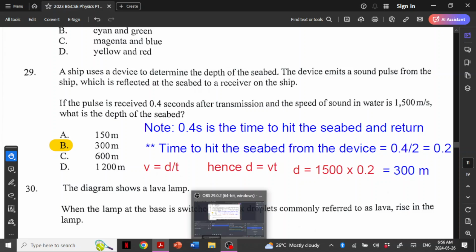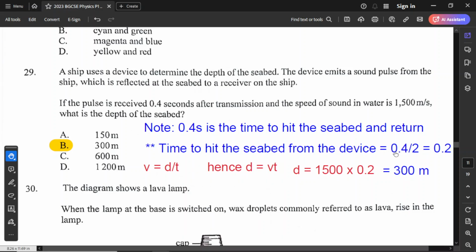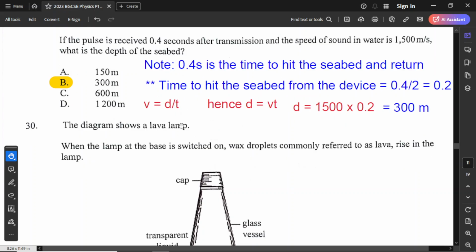That means twice the distance, right? And so the time to hit the seabed from the device is 0.4 divided by 2, which is half of that, which is 0.2. We remember that velocity is equal to distance over time. Hence, distance equals velocity multiplied by time. Therefore, distance equals 1,500 multiplied by 0.2, which equals 300 meters. So B is the correct answer. So pay attention to the details in the question before you start your working, okay?